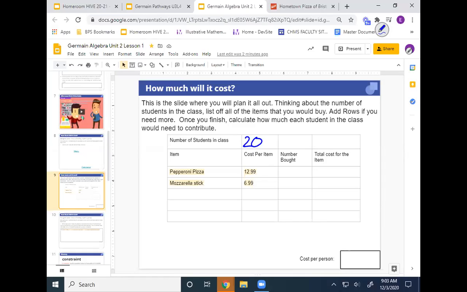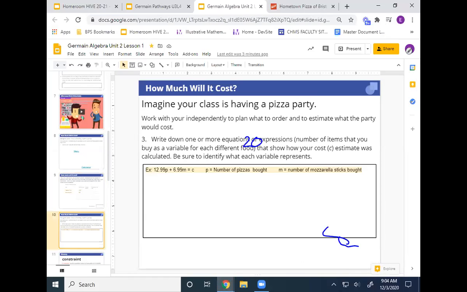Once you do that, you're going to try to calculate the cost per person. So using that, in theory, how much would it cost? But when we have our pizza party, you're not going to be paying. Once you have your pizza party planned, you're going to come onto the next slide, slide number 10, and write down one or more equations or expressions for the pizza party that we're having.